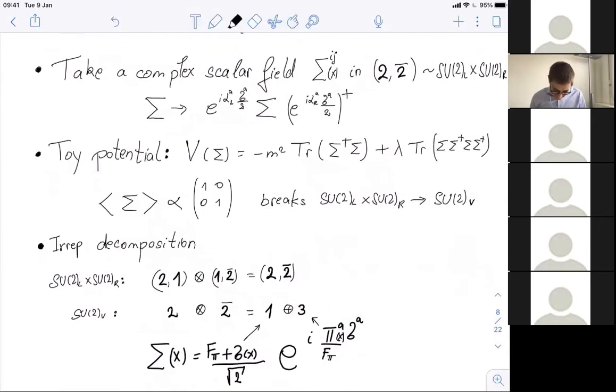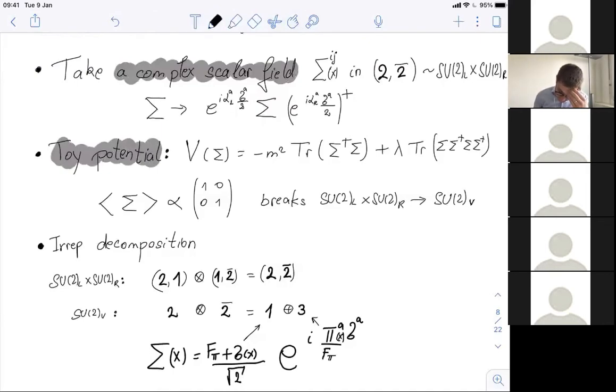Since QCD is complicated, just to understand what's happening, take a complex scalar field, some toy model with some toy potential. So a complex scalar field sigma that is in the fundamental of the two SU2s, and it transforms this way. It has two indices, just like the condensate, I and J. There is a potential for this field, whose vacuum expectation value, proportional to the identity in 2x2 space, will lead to spontaneous symmetry breaking of the chiral symmetry to isospin.